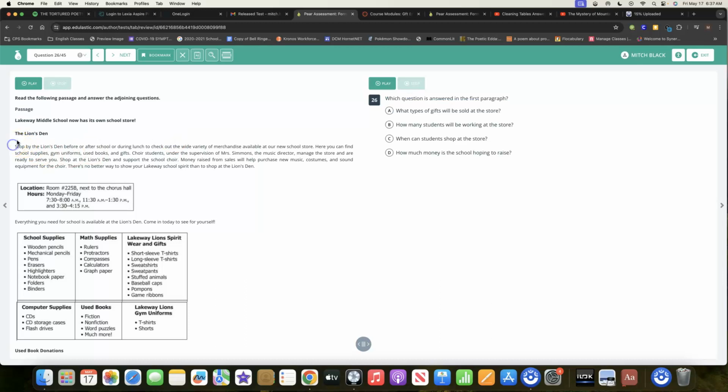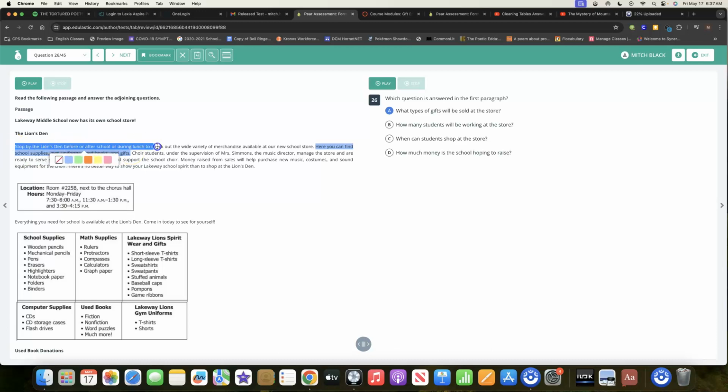So this is the first paragraph. It's not down here. It's just right here. And a lot of you wanted to pick A, what types of gifts are sold in the store. And then when I asked you, okay, well, explain to me what types of gifts are sold in the store, no one could tell me the types of gifts because it doesn't tell you. Coffee mugs, glasses, sweatshirts, any of those things. It doesn't tell you. Why? Because it does not actually tell you what types of gifts are sold in the store.